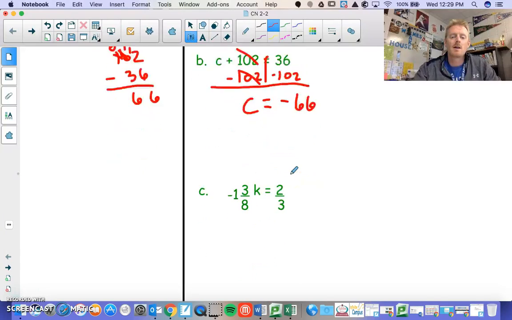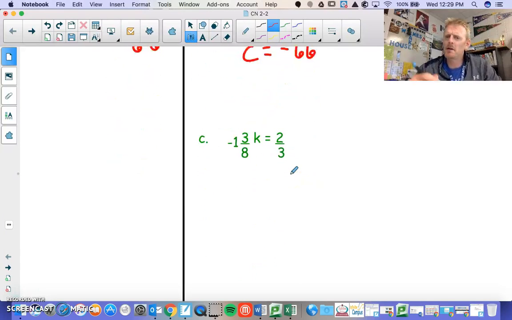All right, question number c. On this one, same exact rules apply, but there are different things going on here. So hopefully you remember some of the things that you did with fractions. We have a negative 1 3/8 k is equal to 2/3.